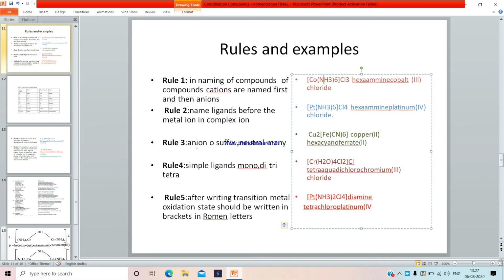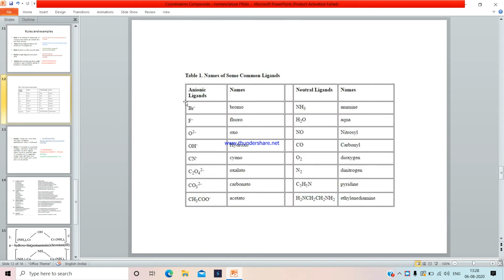So rule number 3: in naming the anions, the suffix should be written as O. Say for example cyanide, it should end with O, cyano. If it is bromine, it is written as bromo. If it is fluorine, it is written as fluoro. So these are all anions. You can observe the O ending: bromo, fluoro, hydroxo, cyano, like this. So every anion ends with O, right?